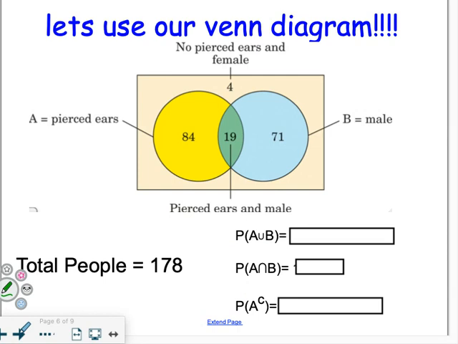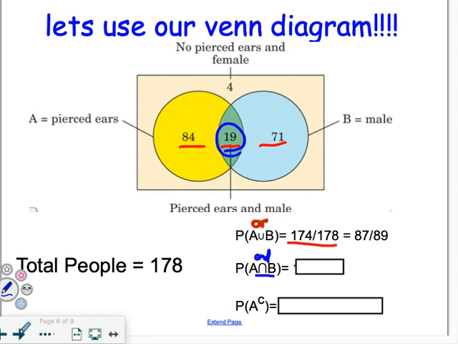So let's try another one here. This should be a familiar Venn diagram. So looking here, probability of A or B. We just talked about this. We add these three values together, and we get 174 out of 178. Next one, A and B. This is just where do they intersect? That's just going to be this middle number. So 19 out of 178.